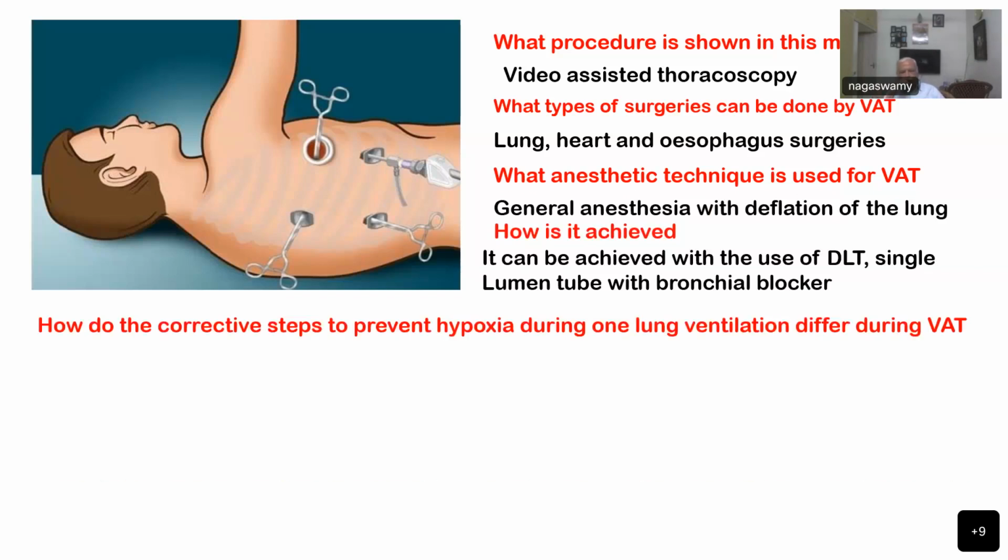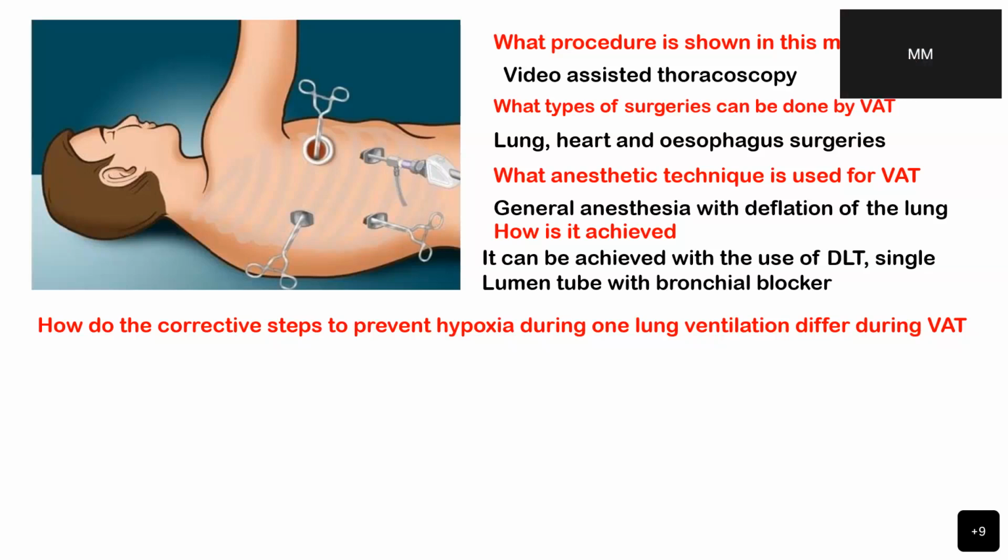But how do the corrective steps to prevent hypoxia during one lung ventilation differ during VATS from open thoracotomy procedures? You can do one lung ventilation both during open thoracotomy as well as during VATS. So the steps to prevent hypoxia that you commonly follow for open thoracotomy, can they be followed for VATS also, or is there a difference? What are the things that you do to prevent hypoxia during one lung ventilation? What are the steps you follow?